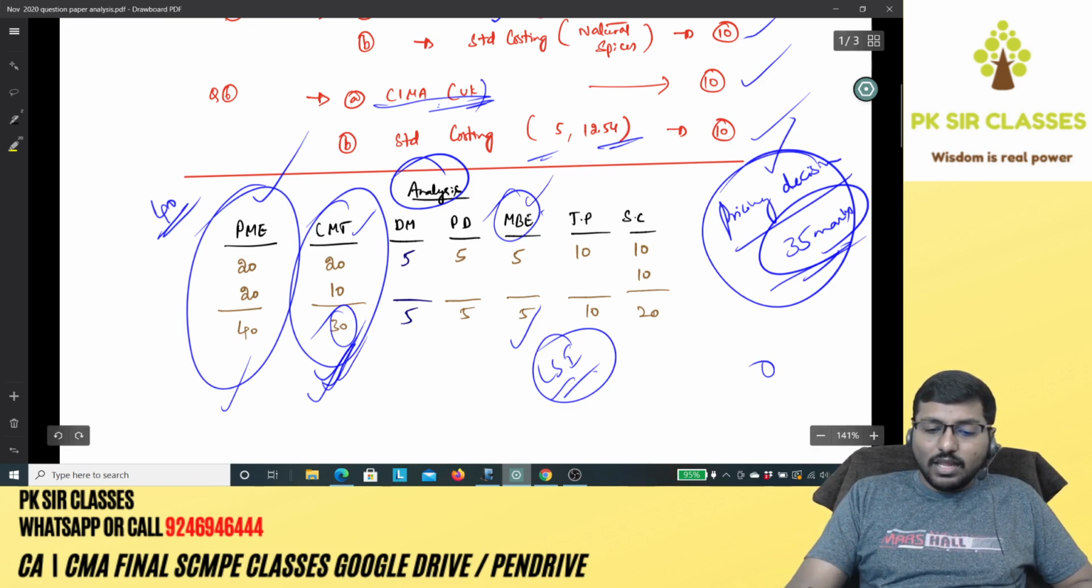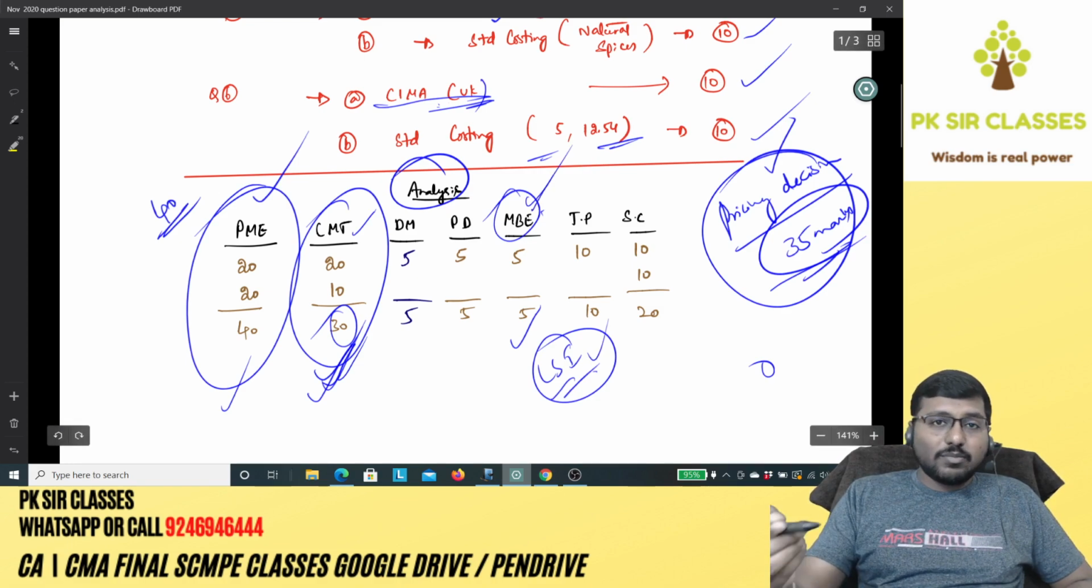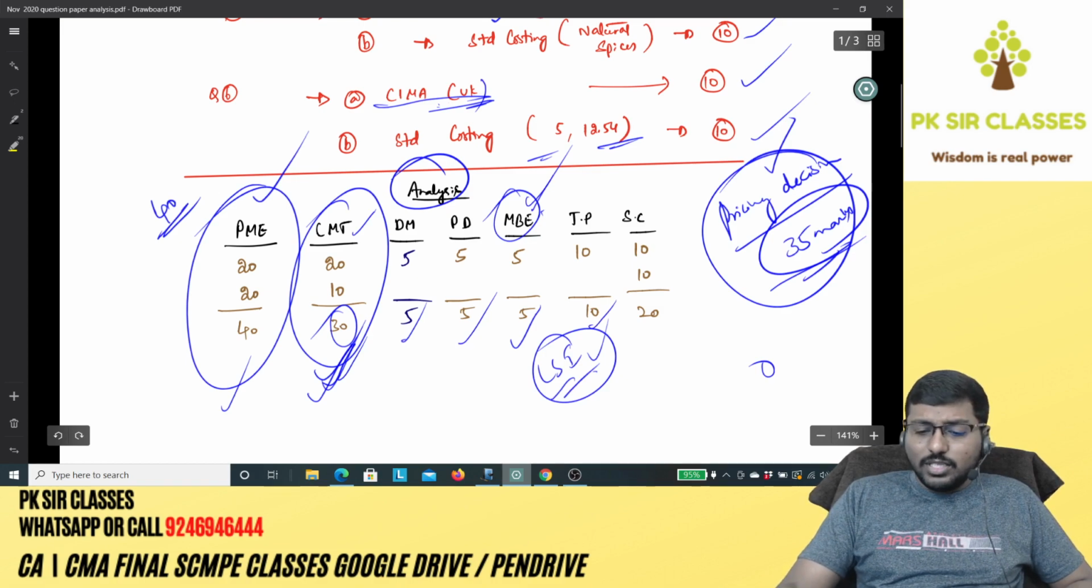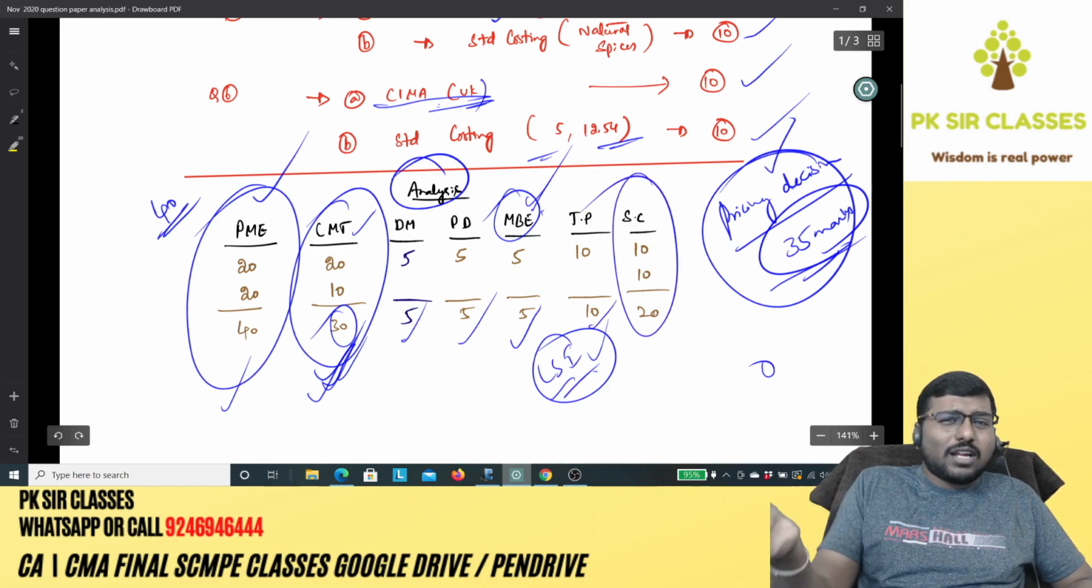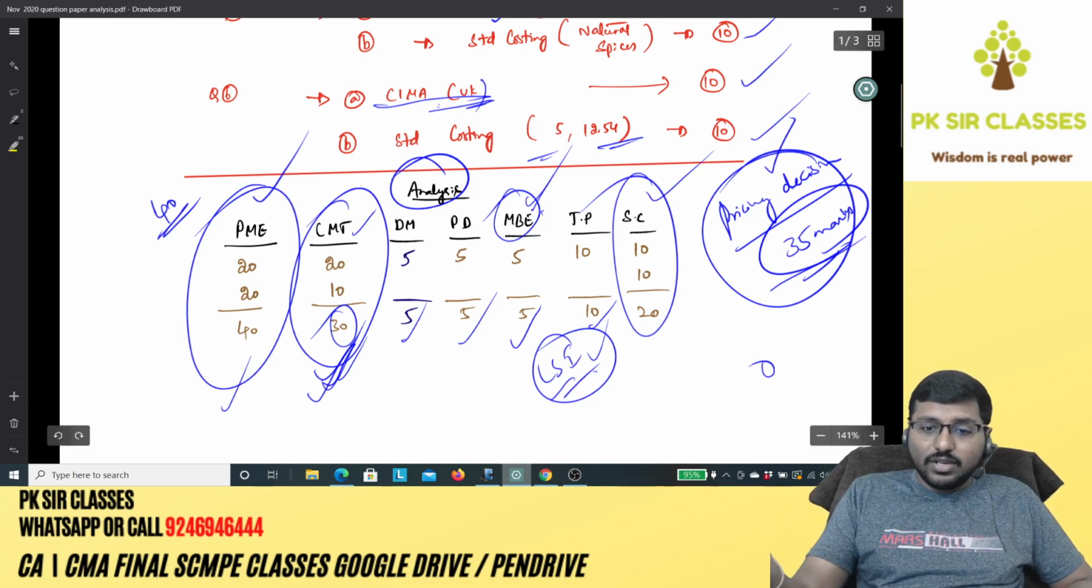marks from CMT, that is cost management techniques, and a good amount of marks from MBE and especially LSI. Decision making 5 marks, pricing decisions 5 marks, TP 10 marks, and standard costing, of course, another important chapter where I've been telling you many times that on an average you'll easily get 10 to 20 marks from this particular chapter every attempt.